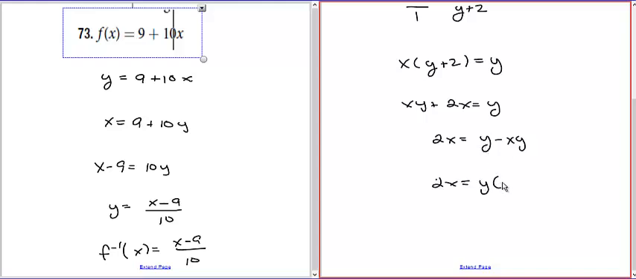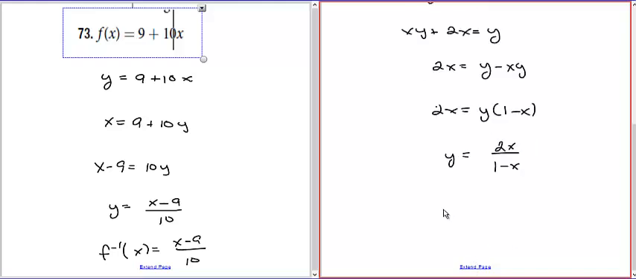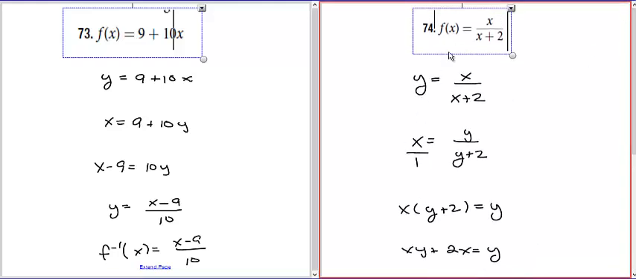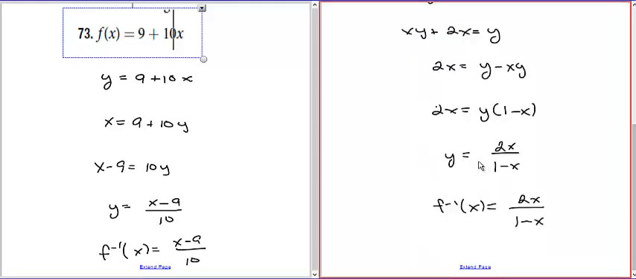So what that leaves there is 1 y, this divided by y is 1, and this divided by y is x. And then you divide both sides by 1 minus x. So you get 2x over 1 minus x. So that's your answer. So the inverse function, f inverse, is 2x over 1 minus x. So it's just a little more difficult algebra. Procedure is the same. Replace f of x with y, switch y and x, solve for the y in the switched equation. Once you solve for y, replace y with f inverse.